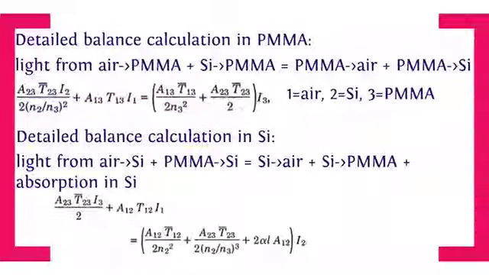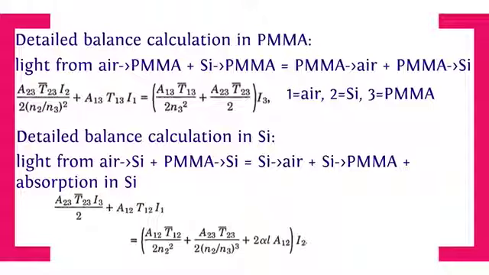The analysis is very similar. We can go through it quickly. So the detailed balance is, on the left-hand side, light going from air to the PMMA, plus light going from silicon to the PMMA, should equal light going out of the PMMA: PMMA to the air plus PMMA to the silicon. So that's the principle of detailed balance.